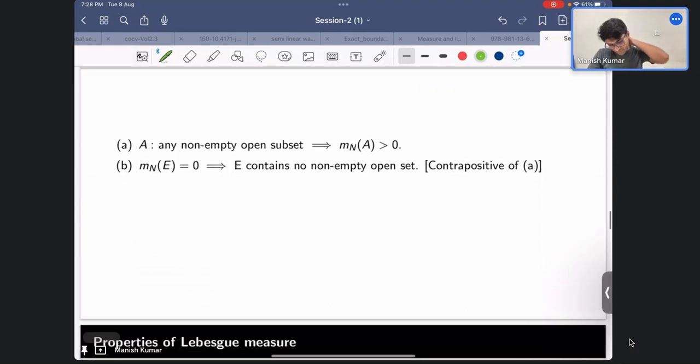The second property is nothing but the contrapositive of this one. You know about the contrapositive: A implies B means not B implies not A. This is what contrapositive means. A implies B, and not B implies not A are equivalent.